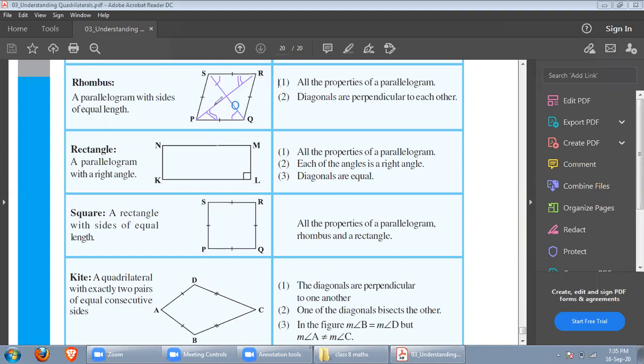When we change the transversal from SQ to PR, the same parallel lines remain, PQ and RS, but I have changed the transversal to PR. And these two angles are also equal because they are interior angles on the opposite side of the transversal, one being on the left and one being on the right of the transversal. So these two angles are also equal.